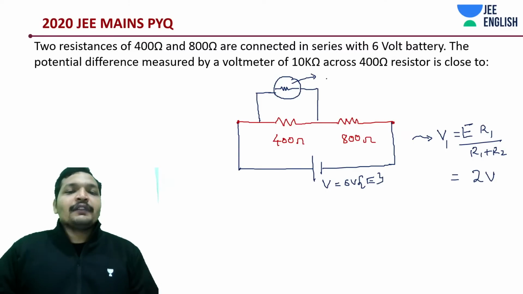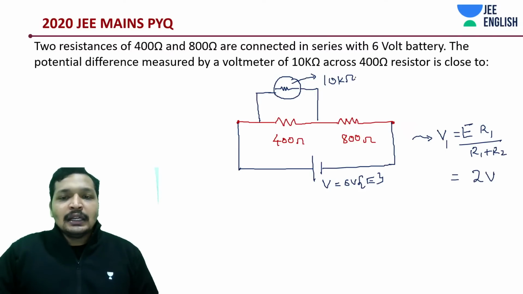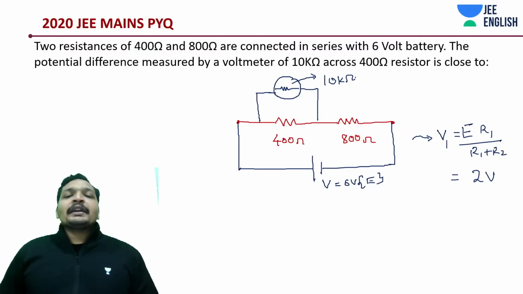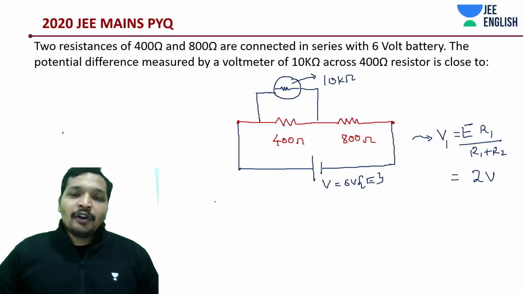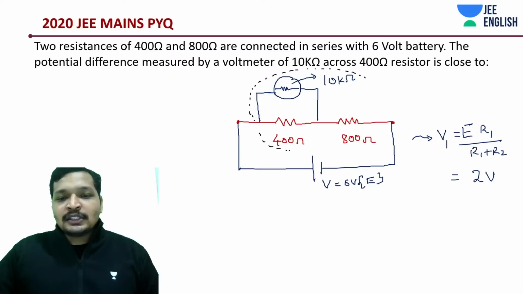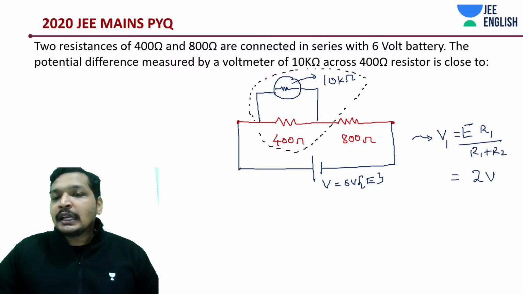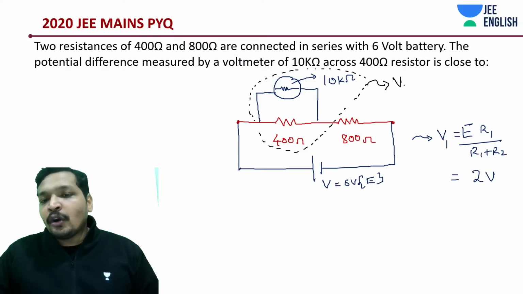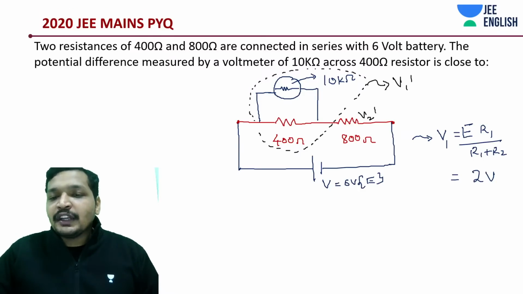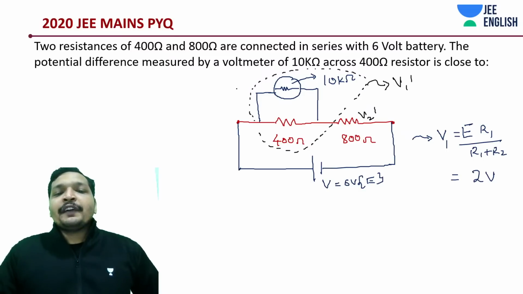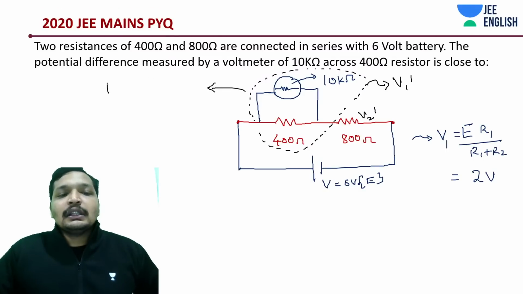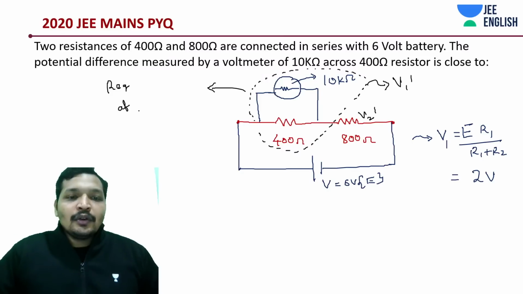Voltmeter connected across the voltage is going to have high impedance, this 10 kilo ohms. Anyway, now what is going to happen? Once you have connected this voltmeter, it is going to form a parallel combination, and a different potential is going to drop, like V1 dash, and this to be V2 dash. And V1 dash plus V2 dash should be 6 volts. The same technique we are going to apply, but we are going to find out the R equivalent of the parallel combination.